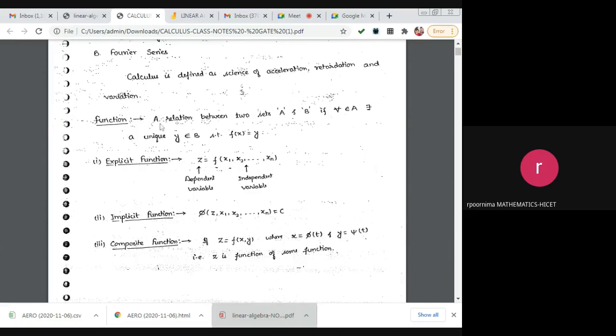The function: a relation between two sets A and B, if for all x belongs to A, you just consider one element x which belongs to A, there exists a unique element y belongs to B, such that f of x is equal to y, or y equal to f of x. This is called a function. So there are types of functions.